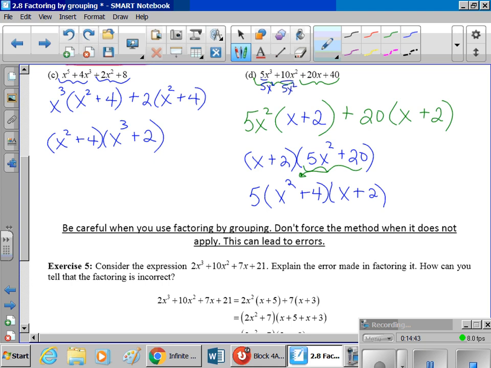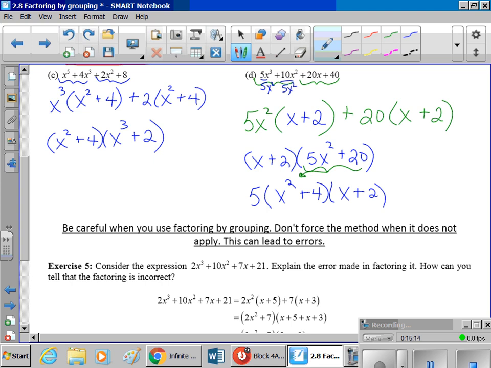Now, at this point, I might have asked myself, gee, I wonder if that was supposed to be an x squared minus 4. But no, it's not. It's an x squared plus 4. So in this case, it's definitely not a difference of perfect squares. But I might question that, because a lot of times if it's telling me to factor it completely, somewhere along the lines there's going to be some more factoring that can be done. So just be careful when you're factoring by grouping, because don't force the method when it does not apply.